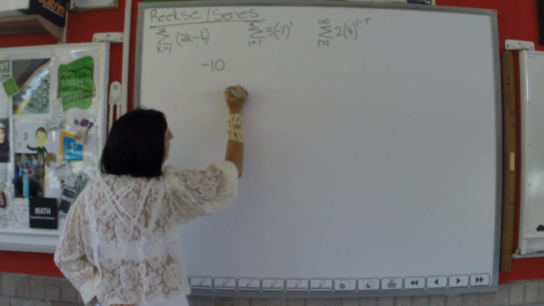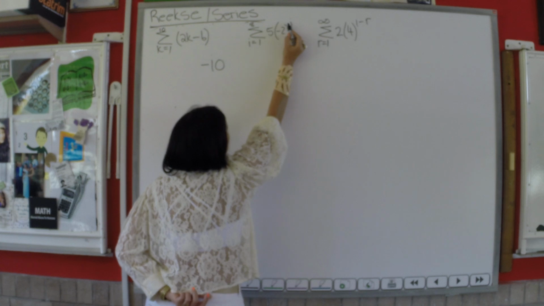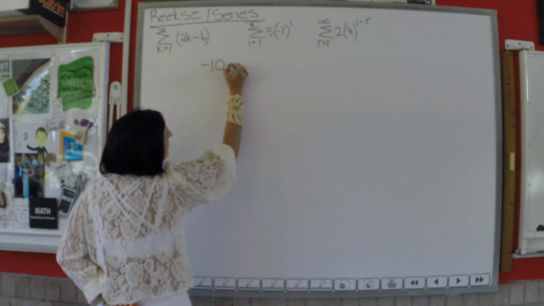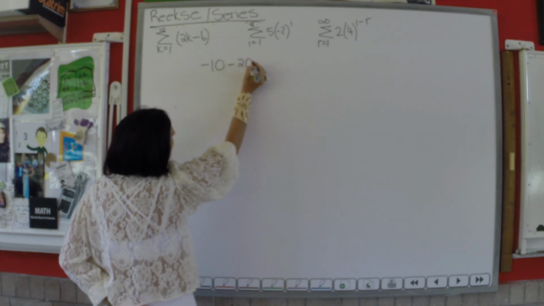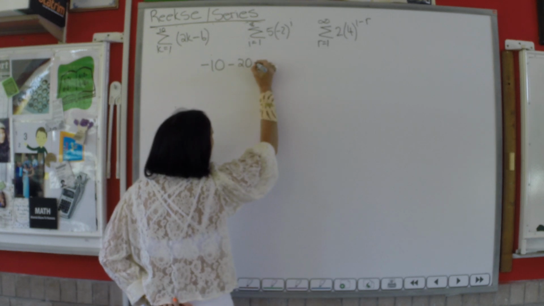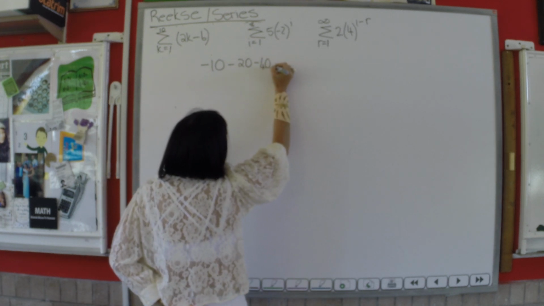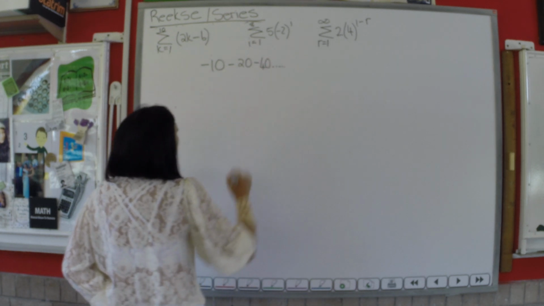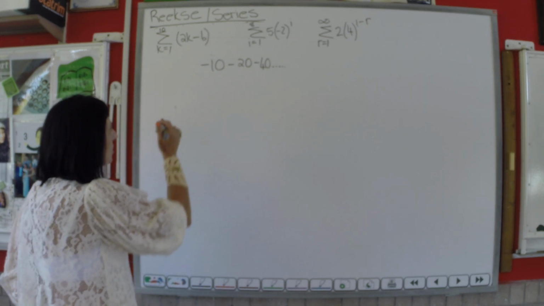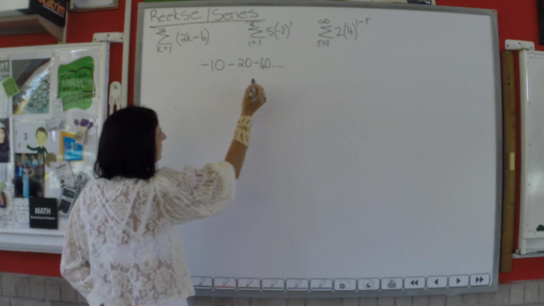That's my first term. Second term, 2. Minus 2 tot die mag 2 is minus 4, so that's minus 20. Third term, minus 2 tot die mag 3 is minus 8, so it's minus 40. Etc. I can put in my last term, it's not necessary. Let's quickly see, is there constant difference or constant ratio?